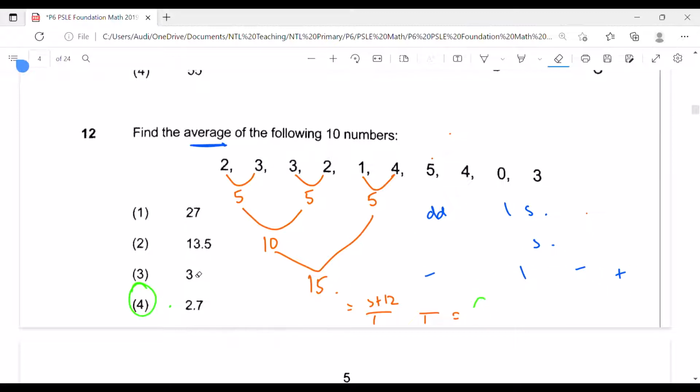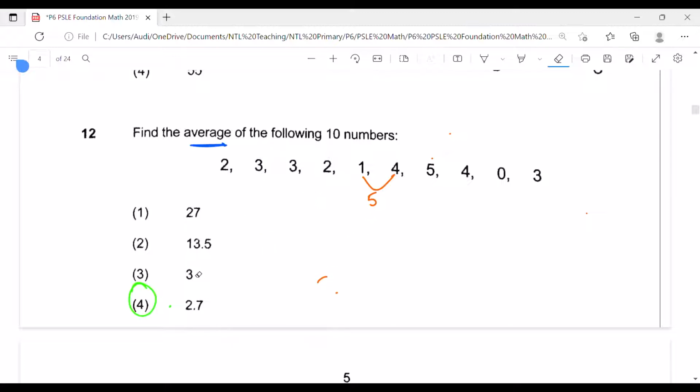You have to remember what average means. Once you can remember what average means, you can do a question like this. An average means you add all the values, then you divide by the number of values. Pause, try the question, and then play once you're ready.